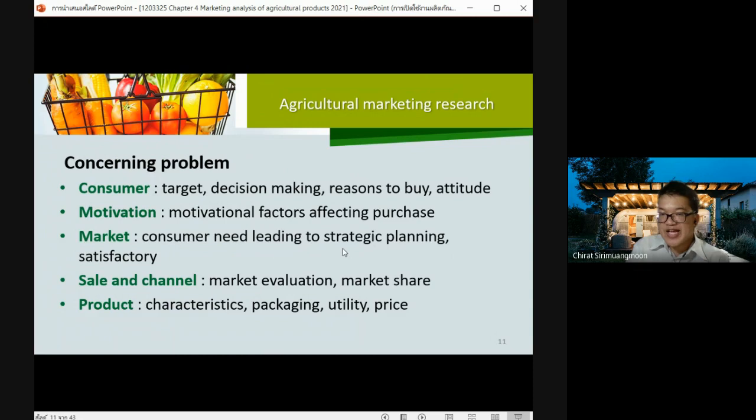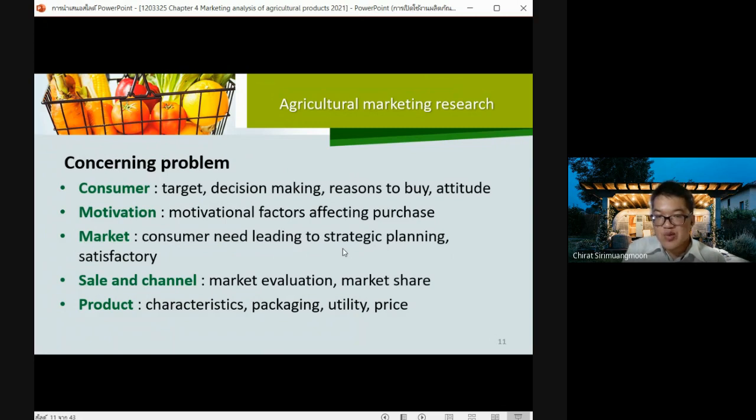Next one, what are the points that you need to concern for agricultural marketing research? The first one is about the consumer or customer problem. So the problem in this case is about who your target consumers are, how they make decisions, what the reason is why they buy your product, and what their attitude to your product is. In this case, you need to understand them very well.